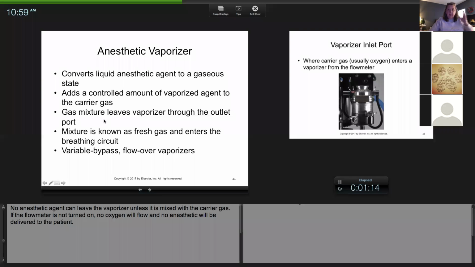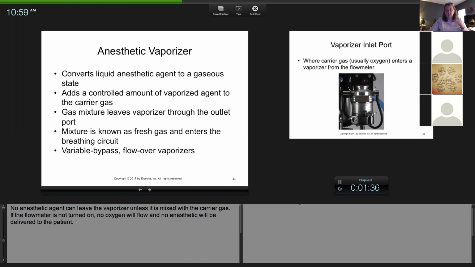There is an inlet and an outlet of the vaporizer. At the outlet is where the gas leaves and goes to the patient. When the gas leaves the vaporizer, it's called a mixed gas. It's a mixture of oxygen, which is the carrier gas, and vaporized inhalant.